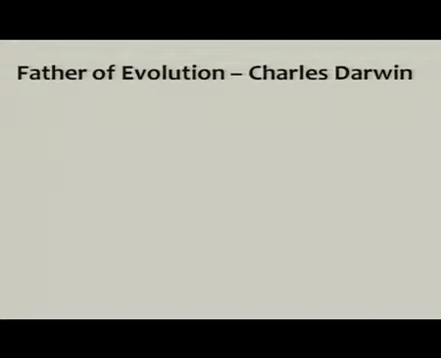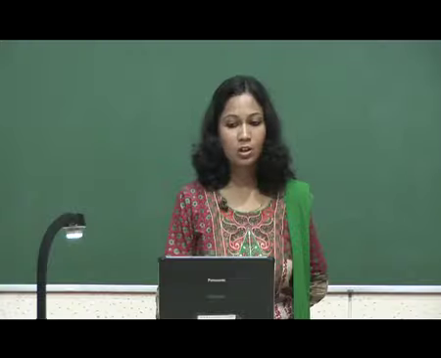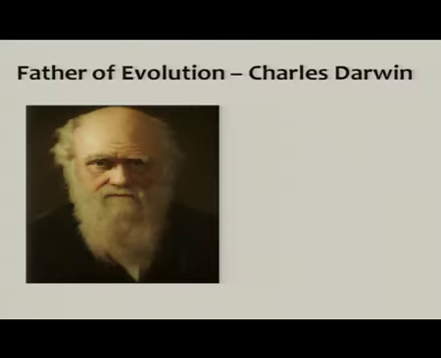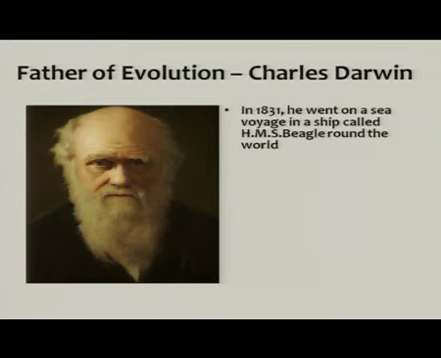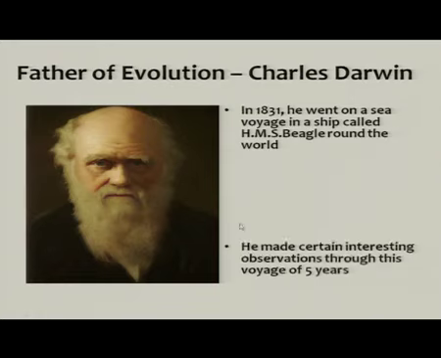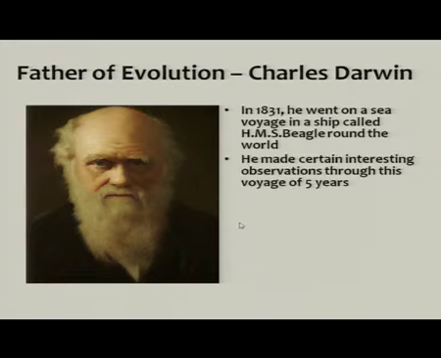Charles Darwin, you are very much aware of Charles Darwin. He is a famous naturalist, scientist, father of evolution, and a great inspiration to all. He actually followed the scientific method, and how did he explore his theory? The interesting thing is that in 1831 he went on a sea voyage in a ship called HMS Beagle round the world, and during this voyage, which lasted for 5 years, he made certain interesting observations. These observations we will discuss in detail when we take the topic of adaptive radiation in our next session.